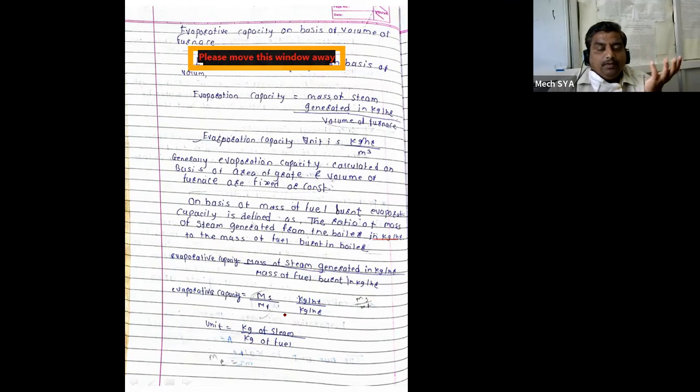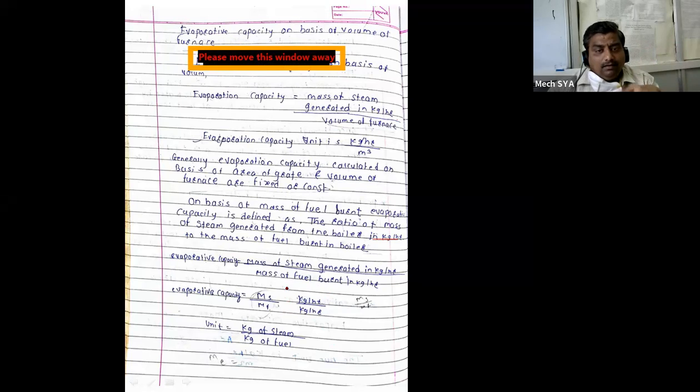Suppose during the first morning hours, I may burn 25 kg per hour of fuel. Afterwards, if I need more steam in the afternoon, I can increase that from 25 to 50 kg per hour. In the evening, I can decrease that to 20 kg per hour. So the mass of fuel burnt is a fluctuating quantity, and depending on that, the steam generated is also going to be a fluctuating quantity.